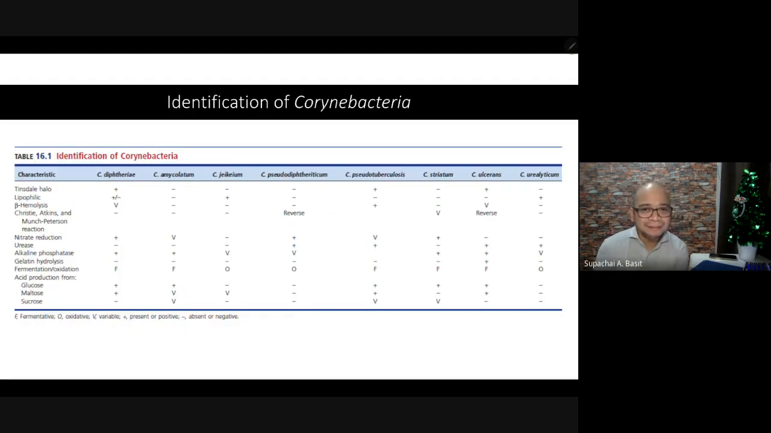So this particular table will tell us the different identification scheme for the different species of Corynebacterium. Take note that Corynebacterium diphtheriae will have a halo growth in Tinsdale. Are they lipophilic? The results would vary. Also in beta hemolysis, the results would vary because there are 3 types, remember? And then they're positive in nitrate reduction, alkaline phosphatase, glucose fermentation, and maltose fermentation.